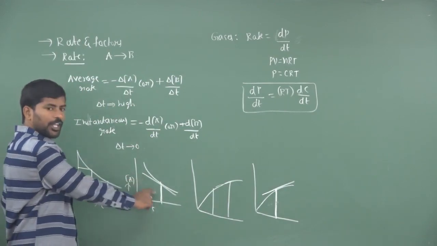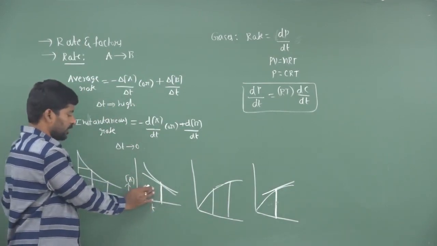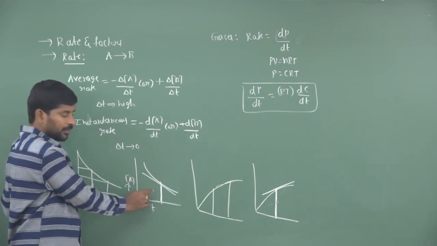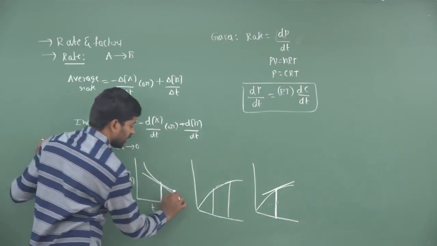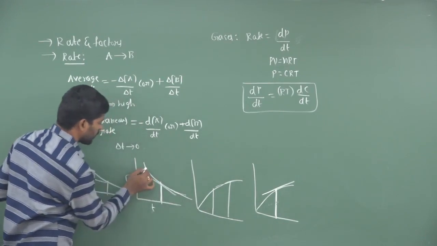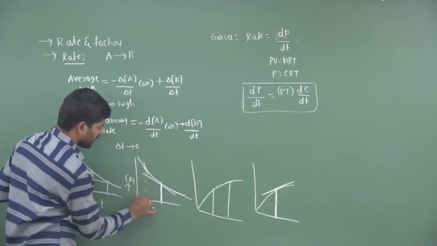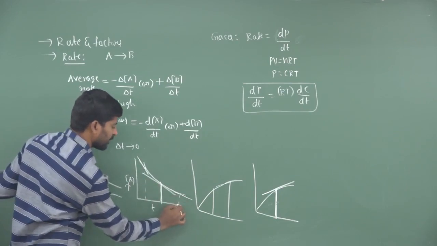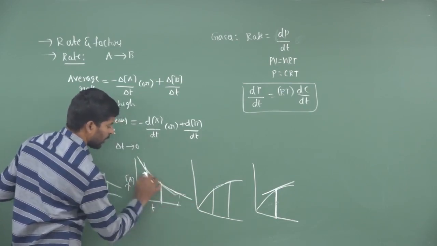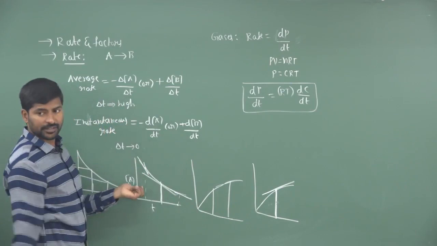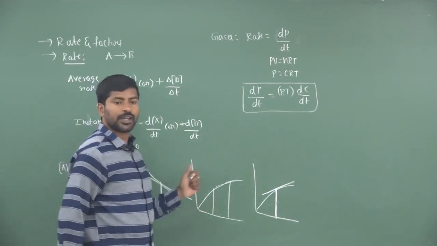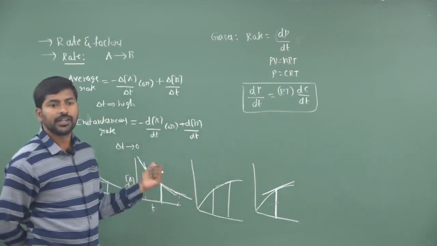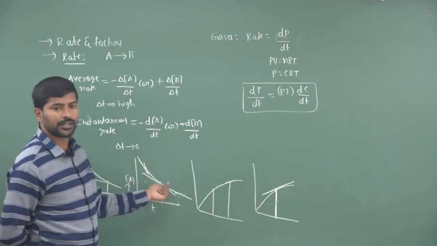And with the time, what happens to the slope of this graph? With the time, does the slope increase or decrease? Decreases. You may observe here, at this time this is the slope, at this time this is the slope, and at this time this is the slope. So with the time, what happens to the slope? Decreases. That means with the time, does the rate of reaction increase or decrease? Decreases. With the time, the rate of reaction decreases.